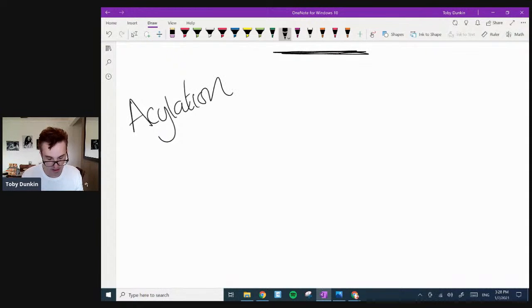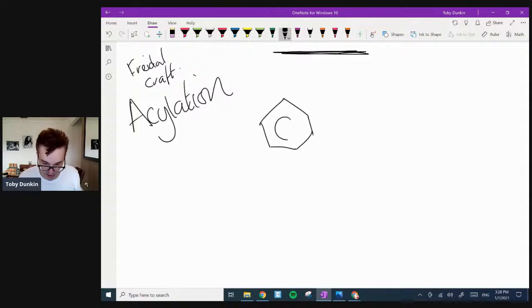Acylation. Friedel-Crafts acylation. I can't spell Friedel. I don't know if the I's there or not. The reason why it's called acylation is because you're using an acyl chloride. So I want to take benzene and add a group with a double bond O in it, like this. I'm going to ask people on the chat, how do you name it? Can you name that for me, please?